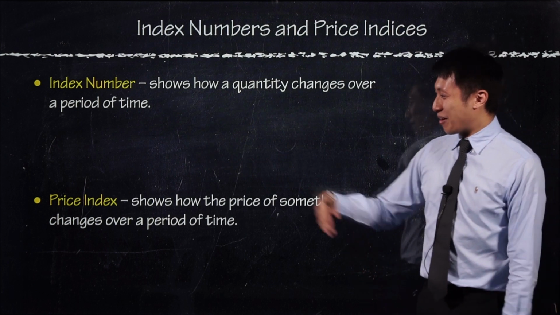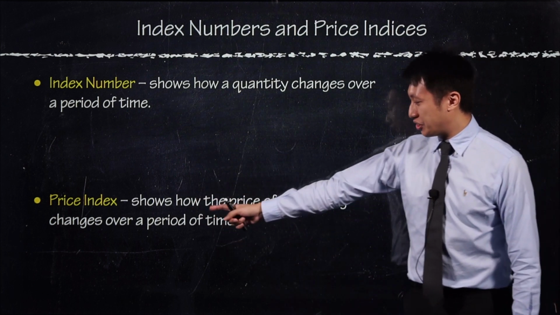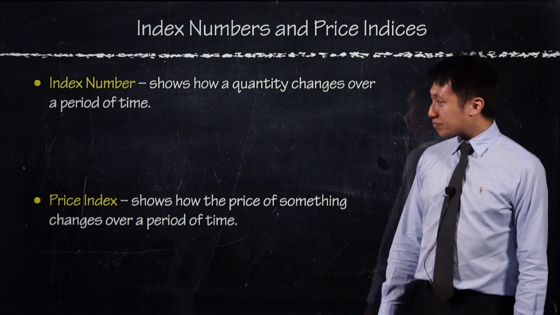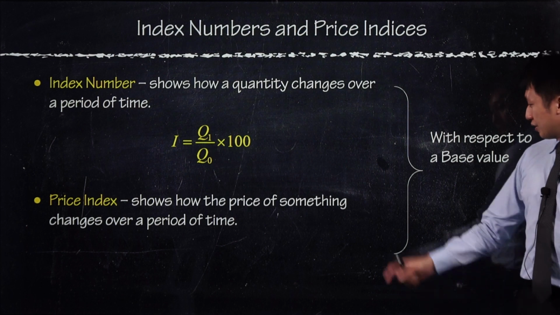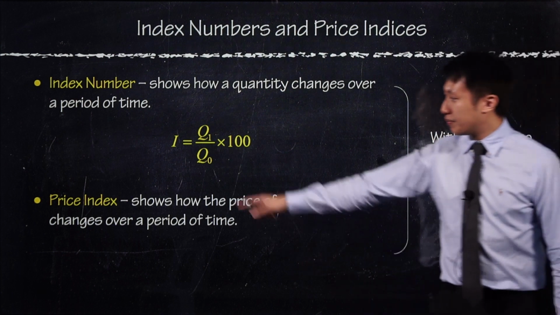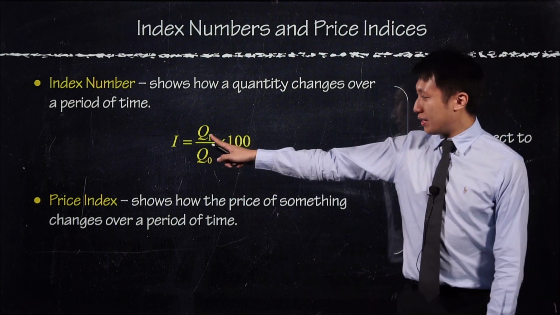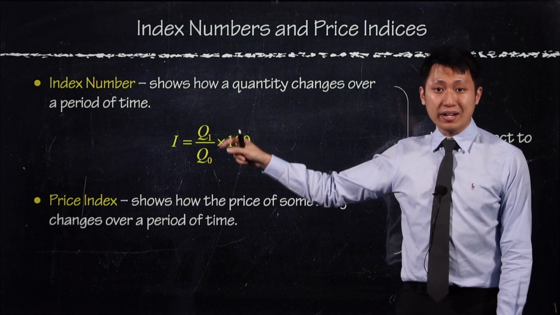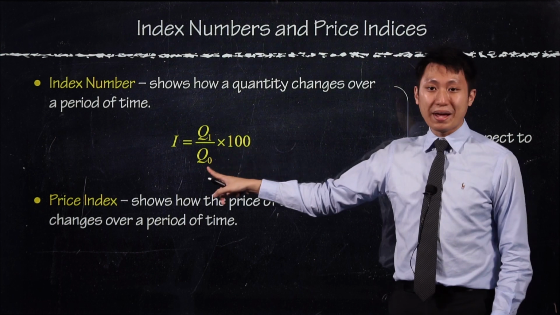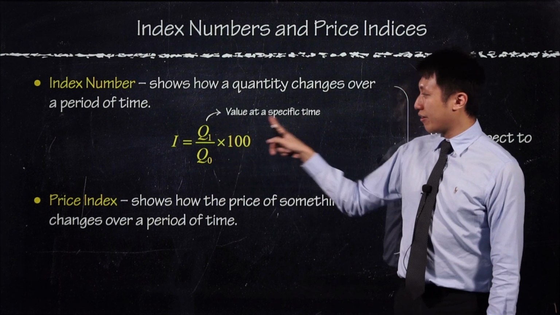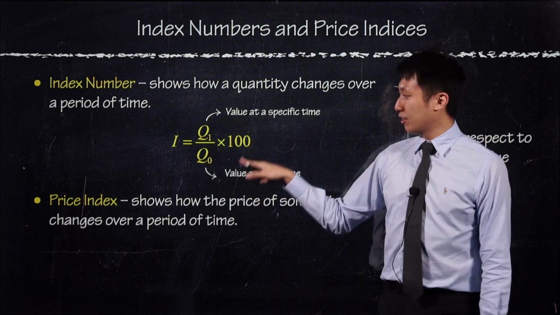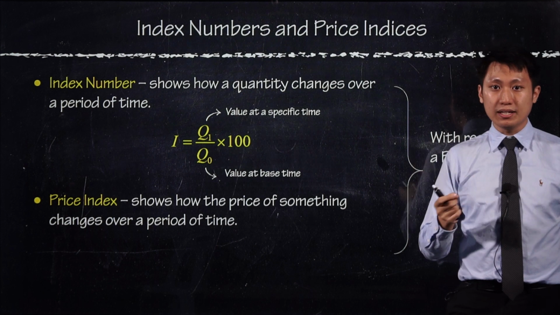Alright? So now price index. What is price index? It shows how the price of something changes over a period of time. Alright, so formulas here, with base value. Now I is Q1 divided by Q0 times 100. Q1 is the current price, or the price at some year with respect to the base year. So this is the value at a specific time. Okay, this is the value at base time. You multiply by 100 because you want to get something like a percent.